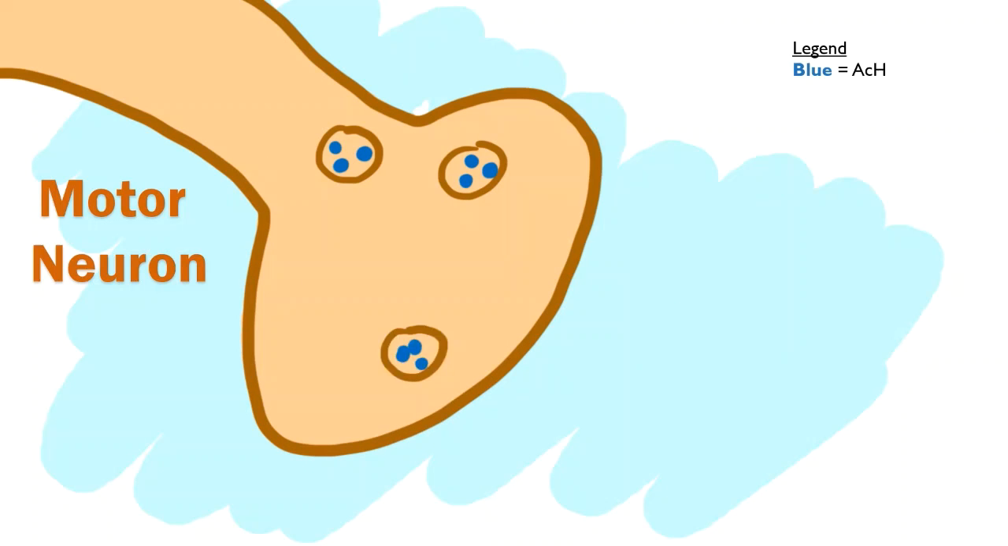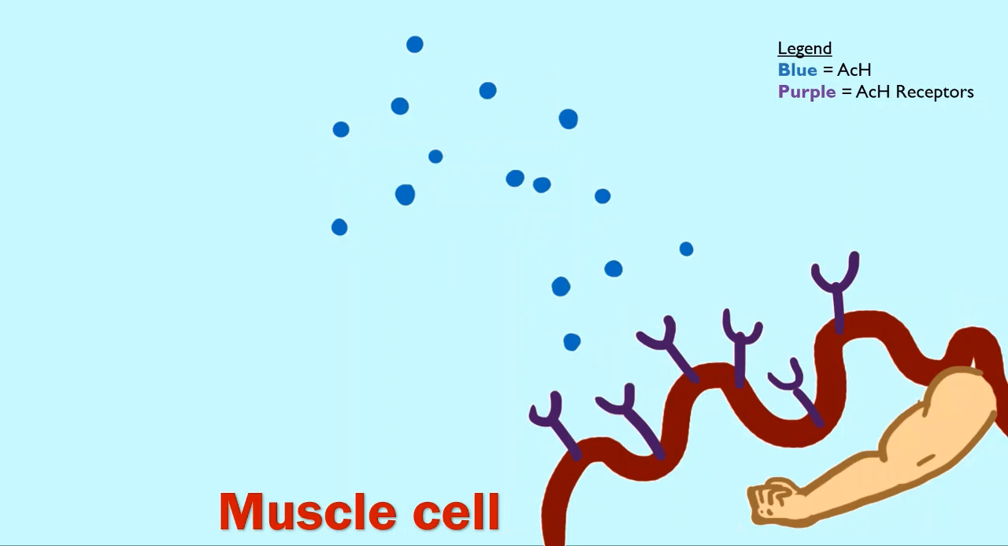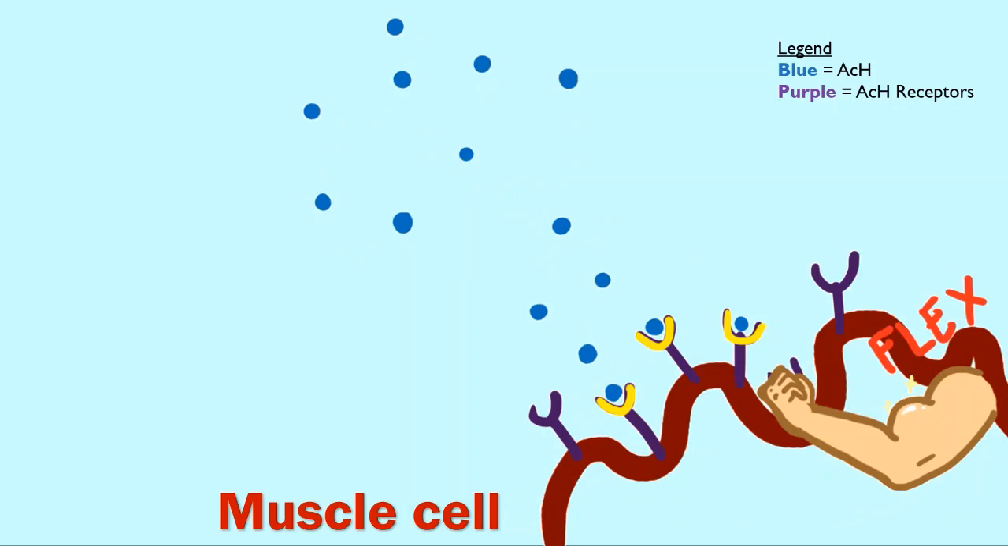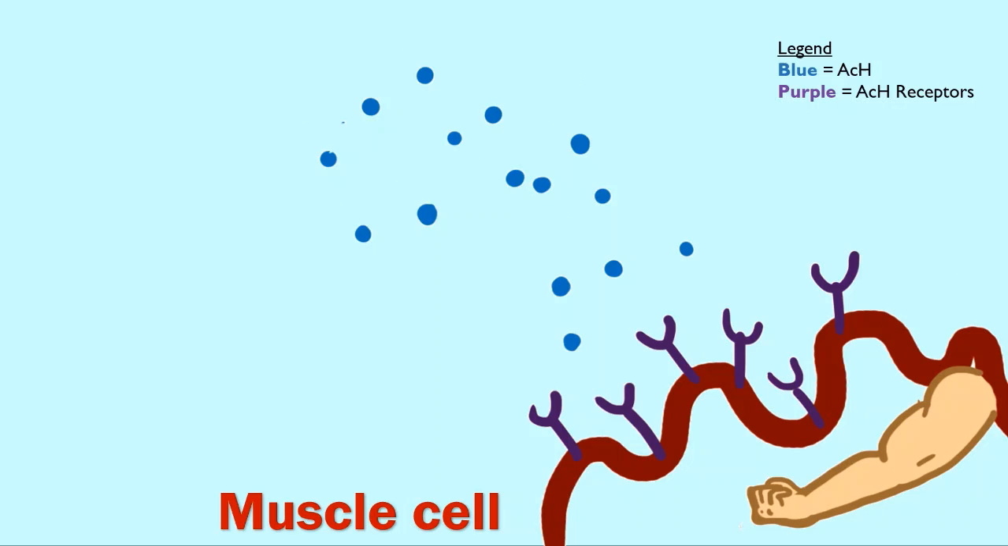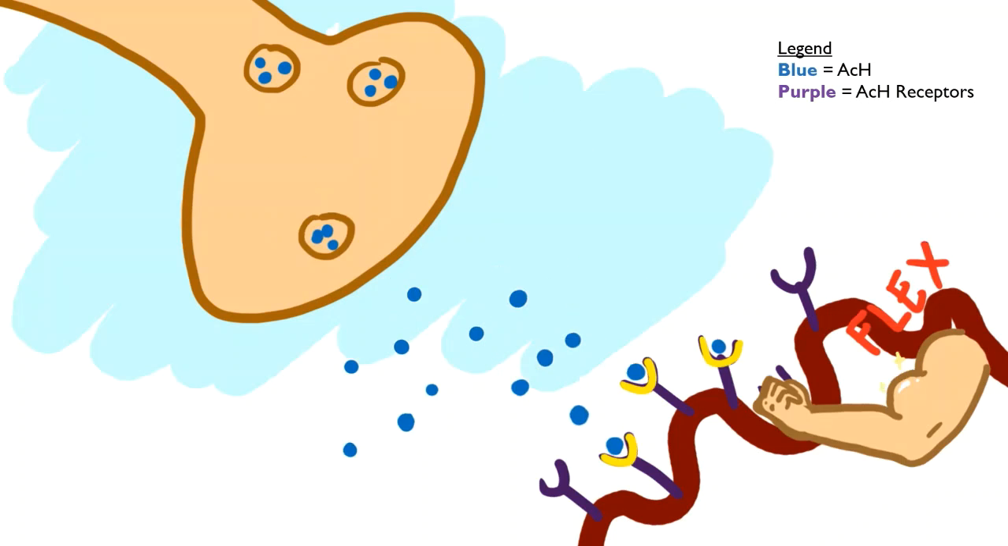When signaled to do so by an upstream action potential, these vesicles fuse to the cell membrane and release their contents into the neuromuscular junction. On the other side of the synaptic cleft, ACH binds to receptors on the muscle cell, signaling the muscle cell to contract. Put this together and you get a functioning neuromuscular junction.